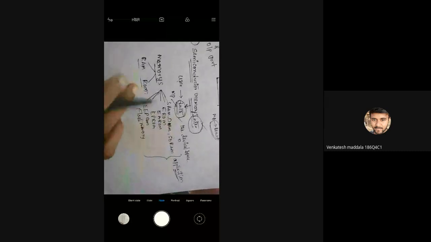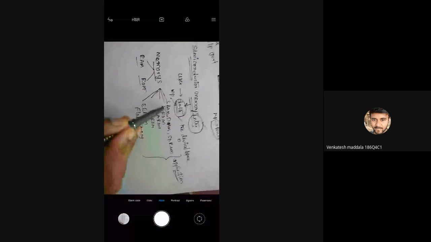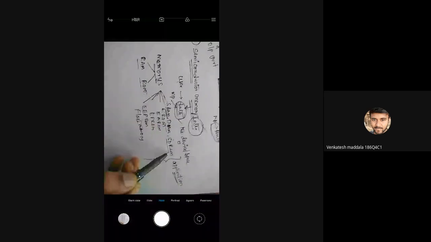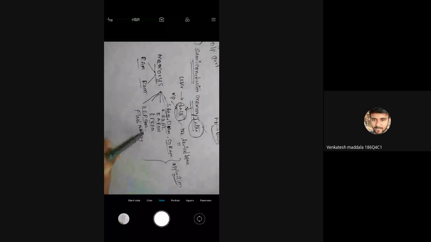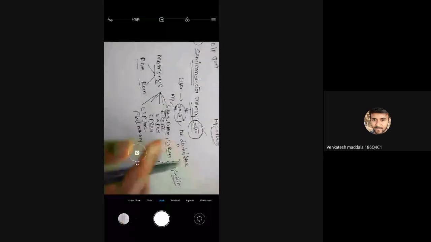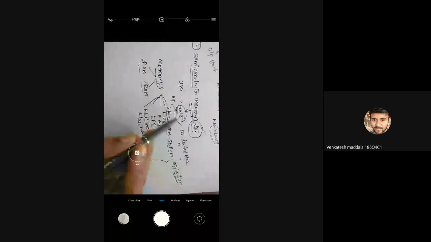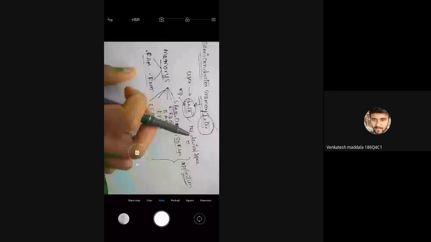Here you can see SRAM, DRAM, SDRAM, ROM, EPROM, EEPROM. That means every memory belongs to either random access memory or read-only memory. So a variety of different memories are available, but we have two basic types, and these two are called semiconductor memories.